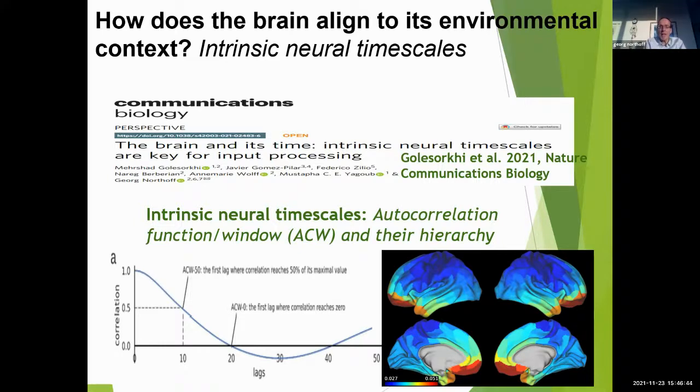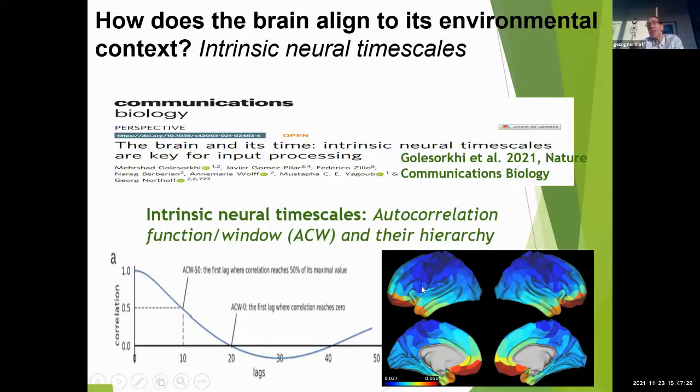You can measure them by the intrinsic neural timescales, for instance, the autocorrelation window. So what is the autocorrelation window? You correlate the time course of the signal with itself. You correlate the activity at T0 with T1, T2, T3, and then T1 with T2, T3, T4, and so forth. So basically, you establish what is called an autocorrelation function. It's the degree of correlation. This is a time lag, and you see the longer the time lag, the lower the correlation of the signal with itself over time. And you can measure that, which is for instance called the autocorrelation window.